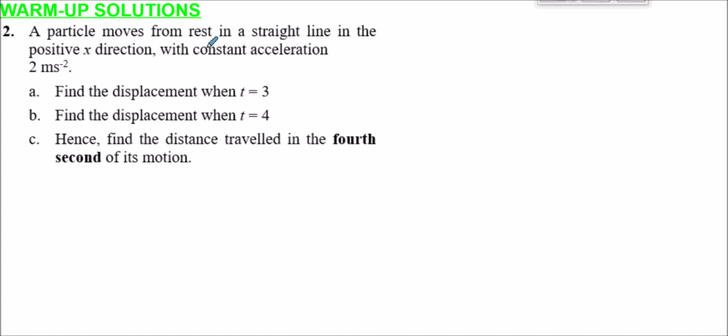positive x direction with a constant acceleration of 2. We're asked to find the displacement when time is 3, first of all. So again, because it's constant acceleration, we can use the SUVAT formulae. We're after the displacement, so let's put a question mark next to displacement. We want to know this.